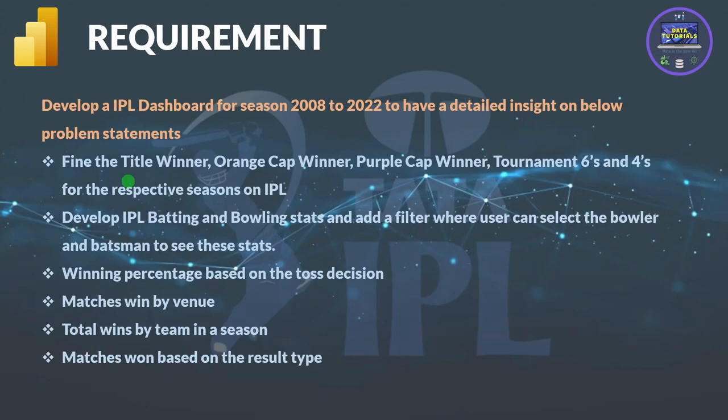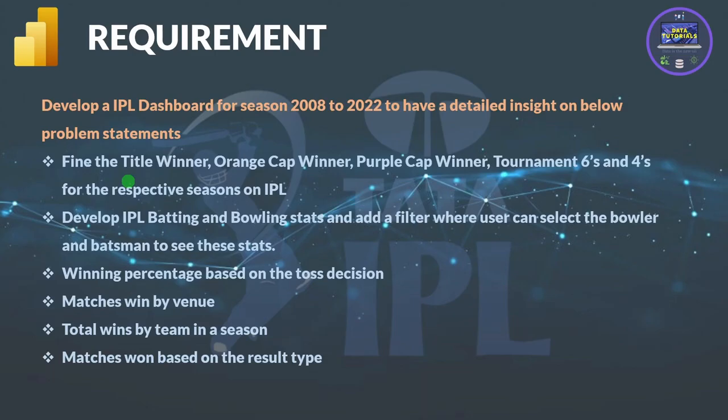Then to develop IPL batting and bowling statistics, okay, and add a filter in such a way that they can filter with respect to bowler and batsman to see the statistics of different players. Okay. Then a winning percentage based on toss decision, matches won by venue, total wins by team in a season, and matches won based on the result type. Okay. So these are the actual requirements from the client, and these requirements should be converted into a dashboard, converted into charts, and shown in the form of a particular report. Okay. So this was our requirement gathering phase.